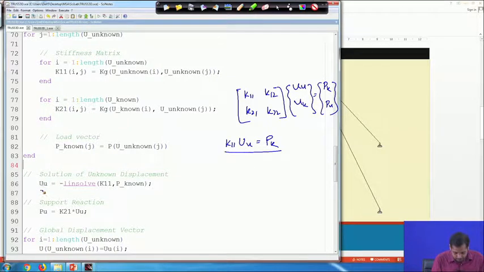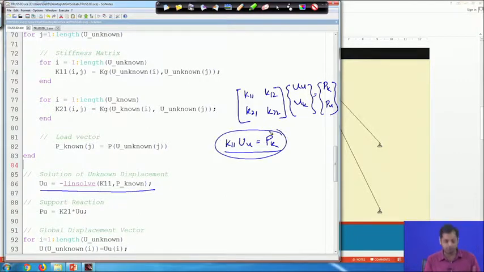This is done in this expression, it is solved for U, and this U gives you the solution of the unknown displacements. Once we have the unknown displacements, the next step is to find the support reactions. For the support reactions we have to consider the other part. So, the support reaction will be, if you recall, K21 into U is equal to P, which gives you the support reaction, right, and this is done here.